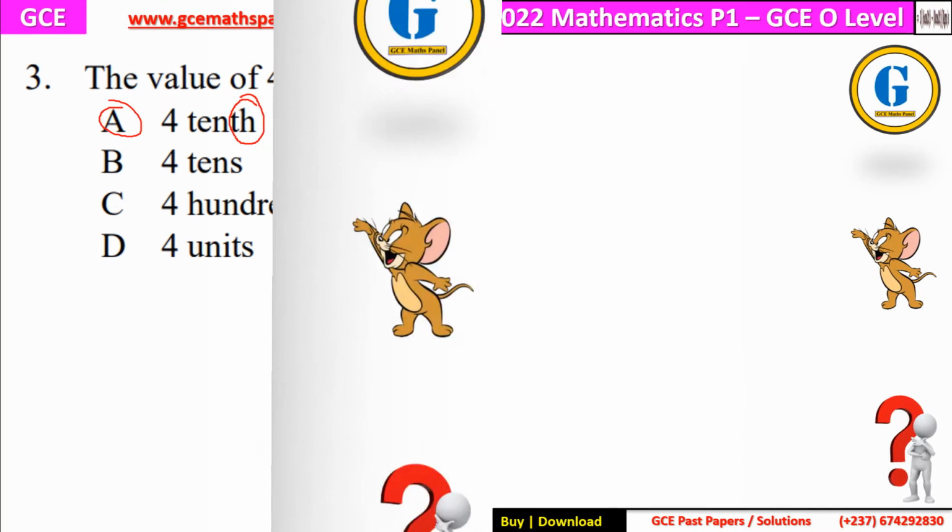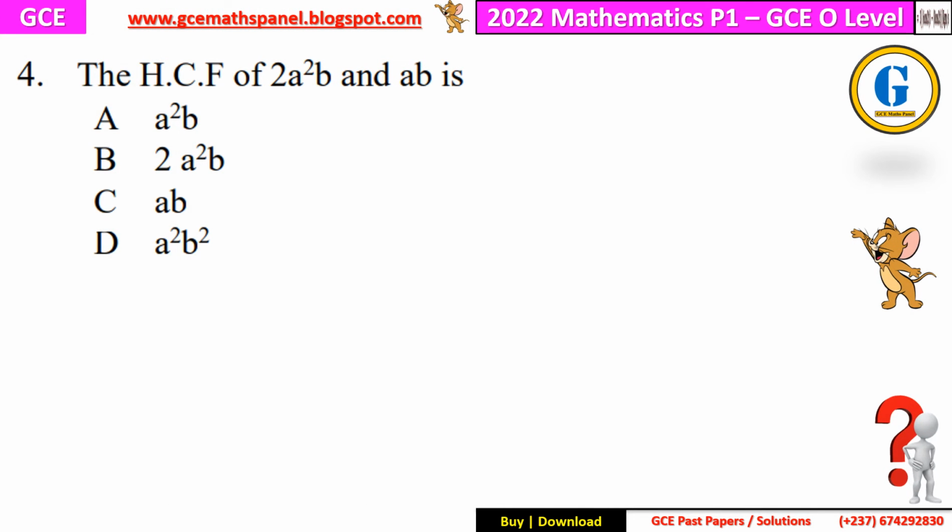Question 4, the HCF of 2A squared B and AB is. So let's look at the coefficients first. We have 2 and 1. So the highest common factor is 1. Then in terms of the A's, for A squared and A, the highest common factor is A. For B and B, just the same thing. So the highest common factor is 1AB, but we just call it AB, as you already know.